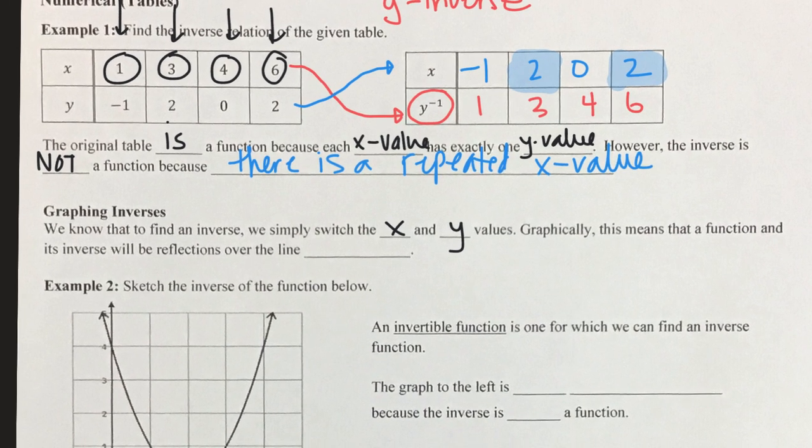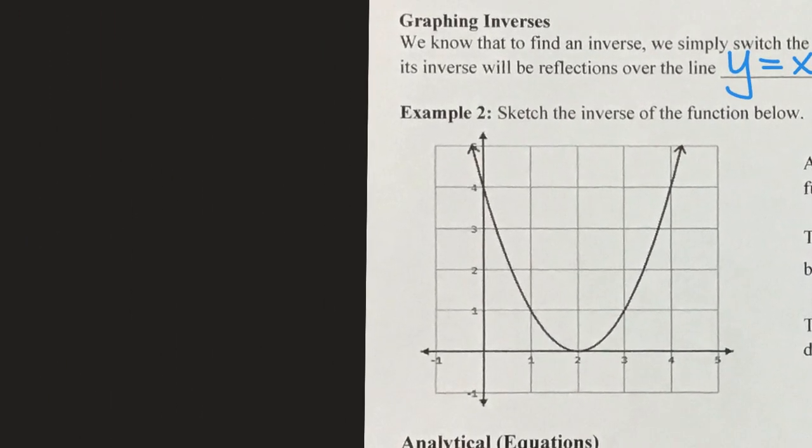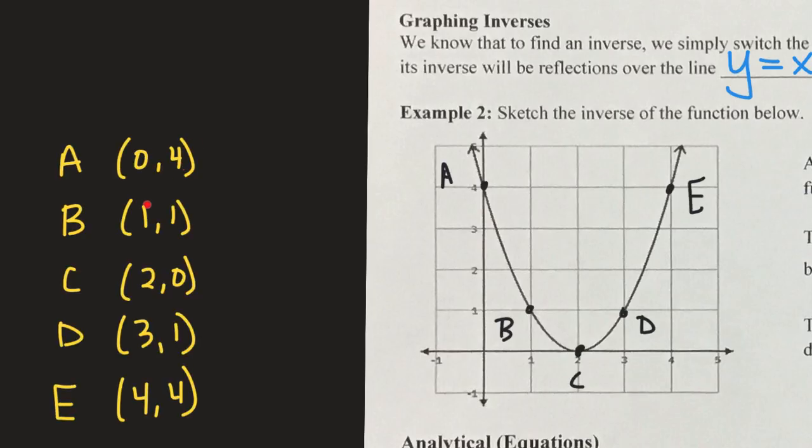Okay? So graphically, this means that a function and its inverse will be a reflection over the line y equals x, because we're switching your x and your y coordinates. So it's like we are reflecting, or we're folding our graph along the line y equals x. Okay? So let's do a little table here, and let's plot some points from your graph. So here we have 5 coordinates from our graph of the function. Here it looks like it's a parabola.